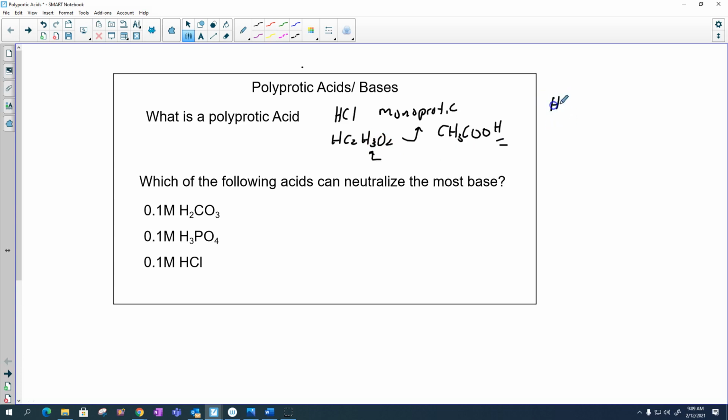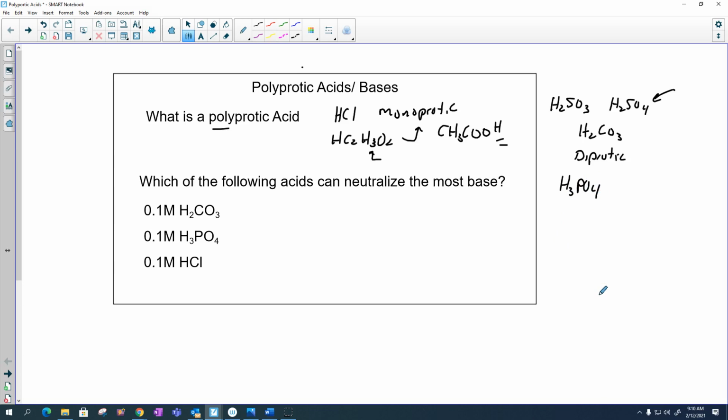Diprotic would be like H2SO3 or H2SO4 or H2CO3. This one happens to be a strong acid, but all the other ones are weak, and these are called diprotic. Okay? And of course, diprotic could also be referred to as polyprotic. There is triprotic, like H3PO4, which is phosphoric acid and is one of the most commonly eaten acids. It's in food as a preservation mechanism.